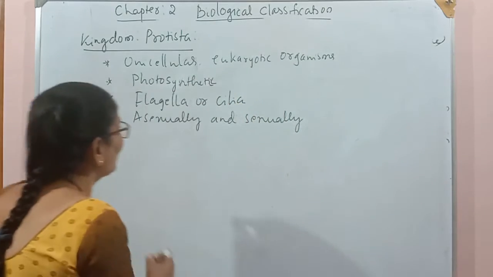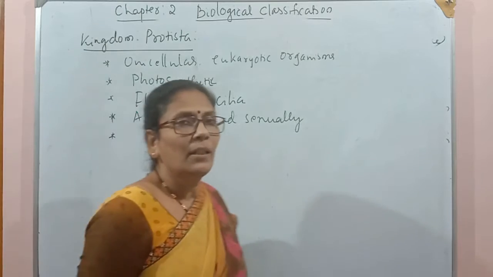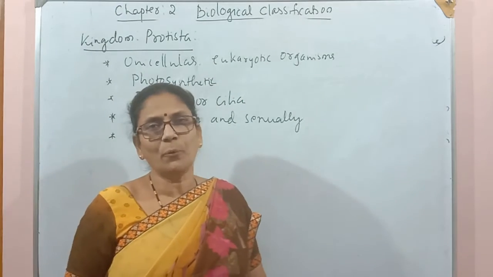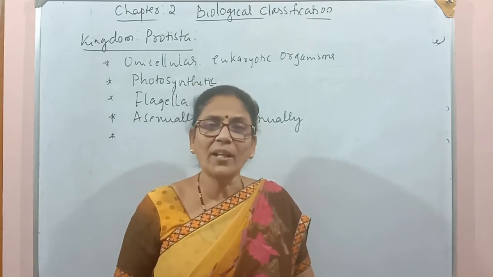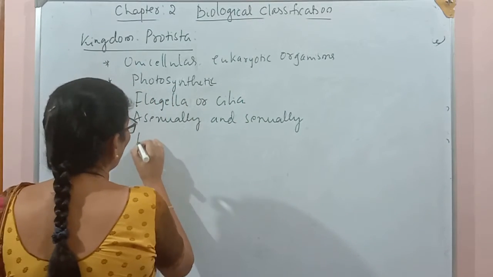The next property of this group is that kingdom Protista has no well-defined boundaries.